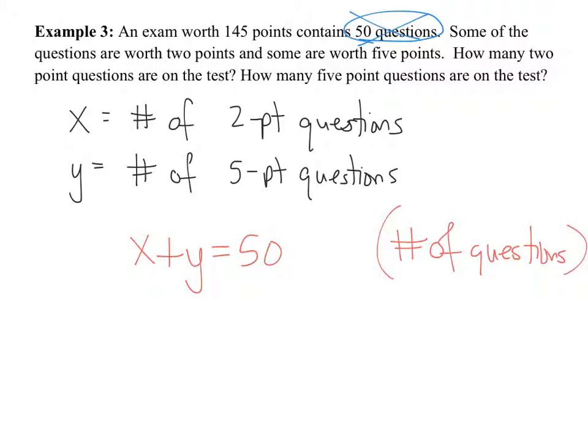2x plus 5y equals 145. Give me an explanation with units, though. Remember, that was the task. You're right, that's the right equation. What are the units and why? The number 2 has what kind of units? 2 times.